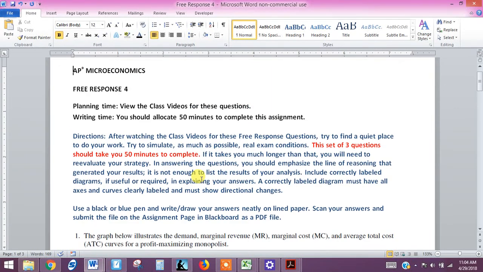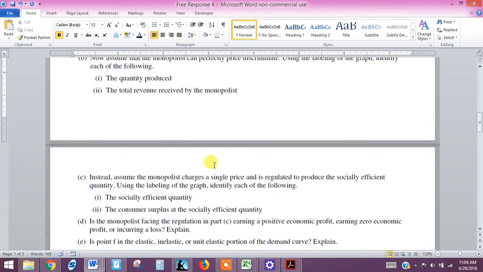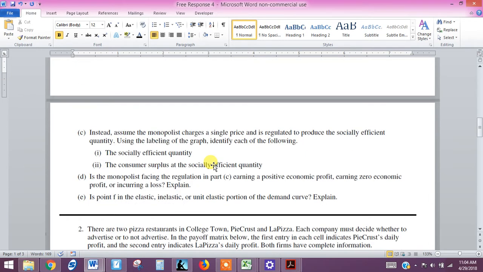We are still looking at free response 4, question 1, but we're down to part C, D, and E. Part C is asking us to assume that the monopolist is now being regulated and is going to charge a price and produce at the socially efficient quantity. So we want to use the labeling on the graph to identify what that socially efficient quantity is, and also the consumer surplus at the socially efficient quantity.